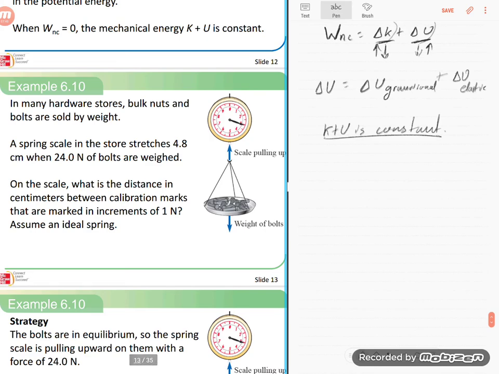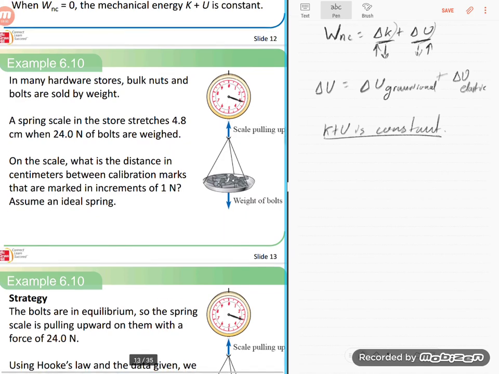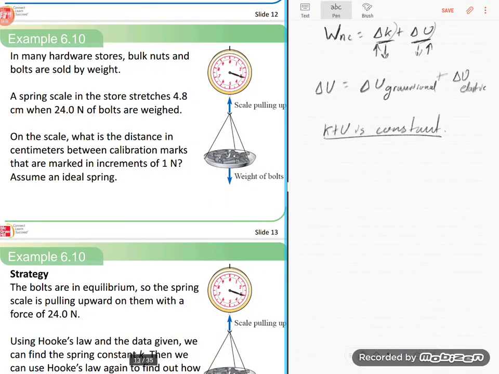In many hardware stores, bulk nuts and bolts are sold by weight. A spring scale in a store stretches 4.8 cm when 24 Newtons of bolts are weighed. On the scale, what is the distance in centimeters between the calibration marks that are marked in increments of 1 Newton, assuming an ideal spring?